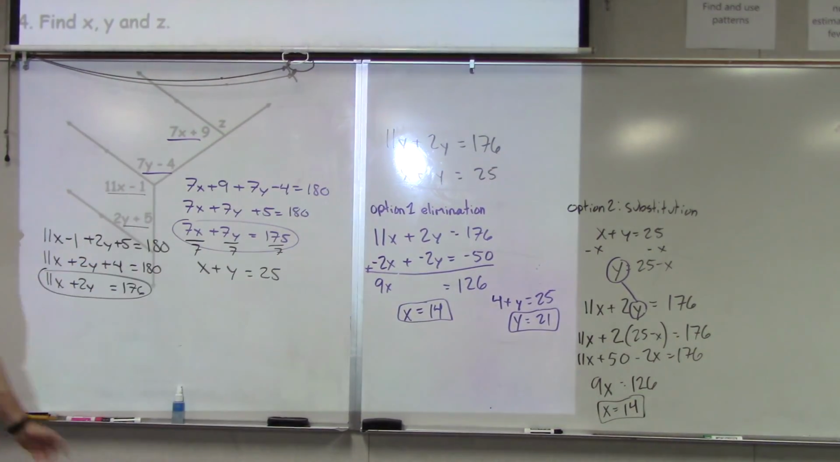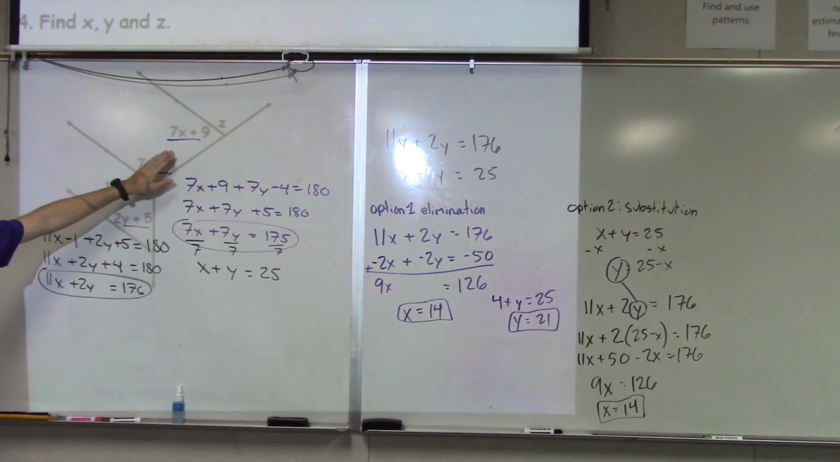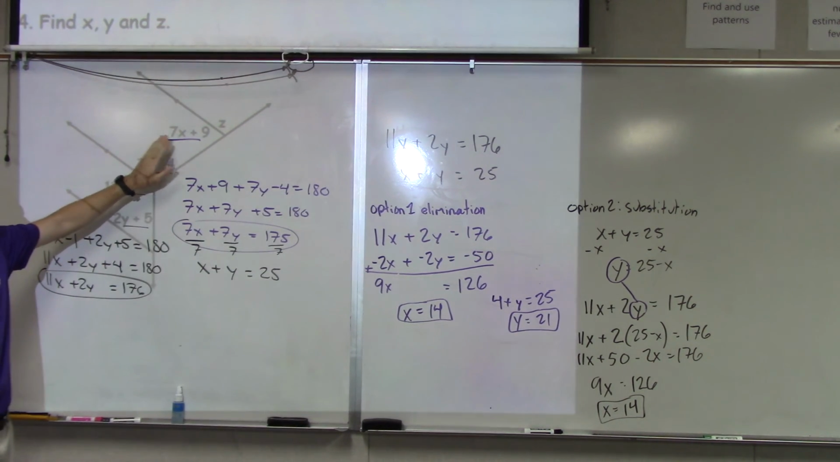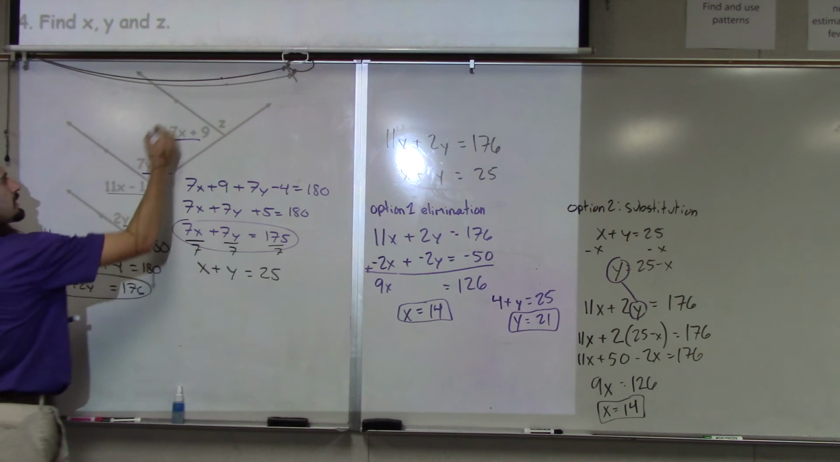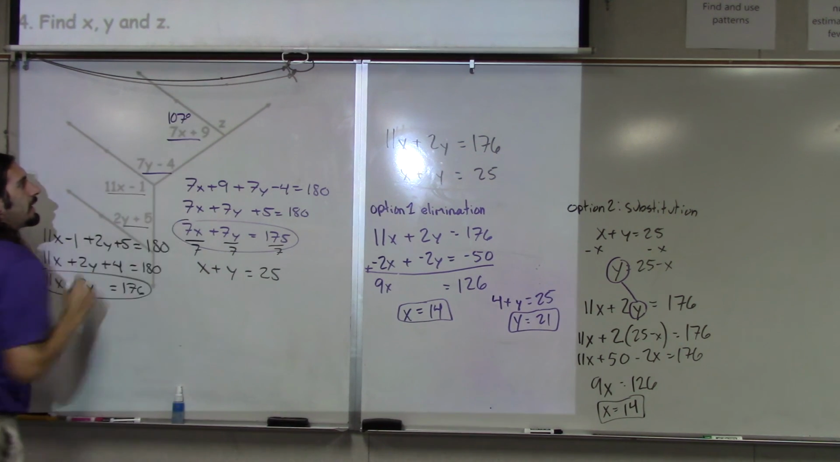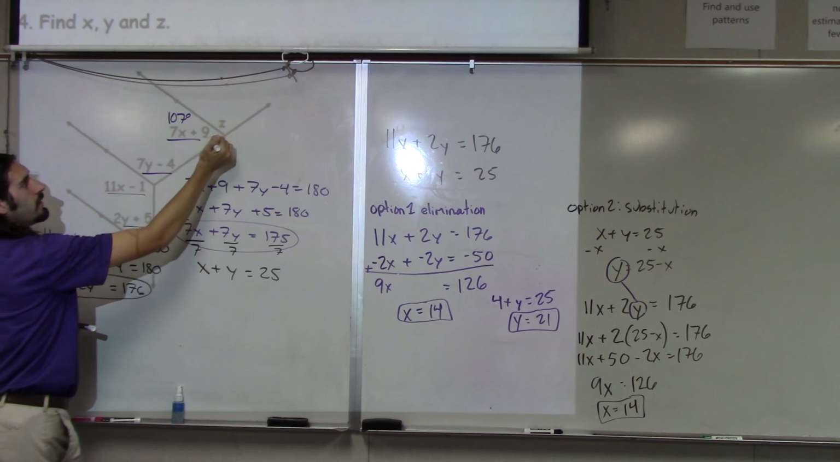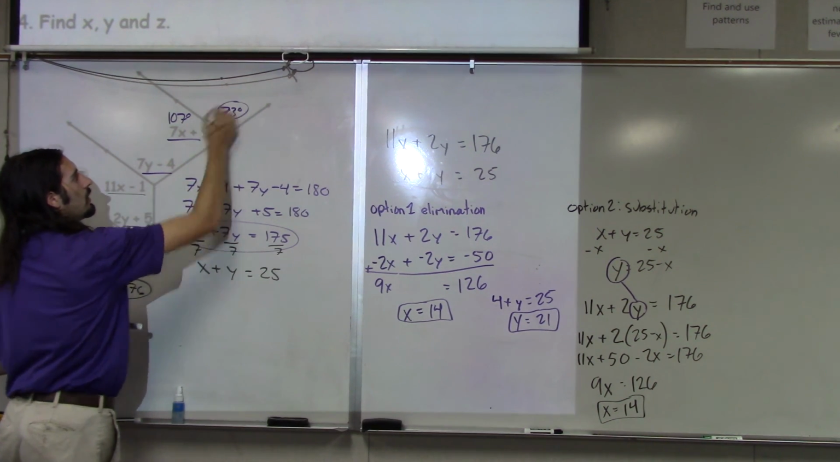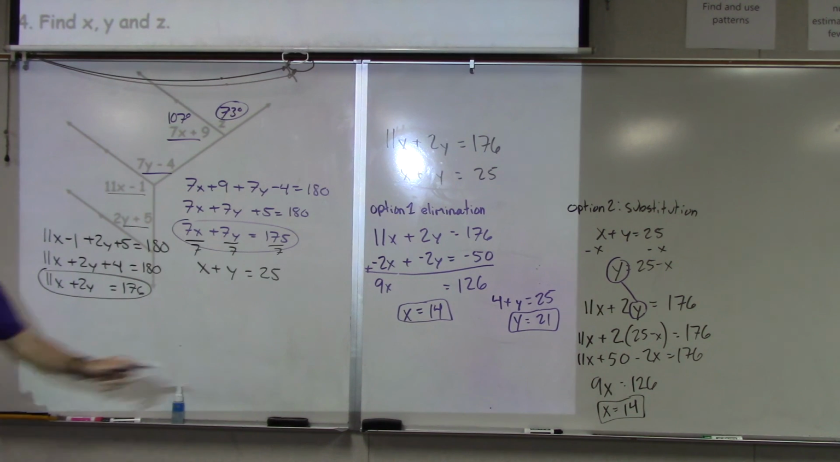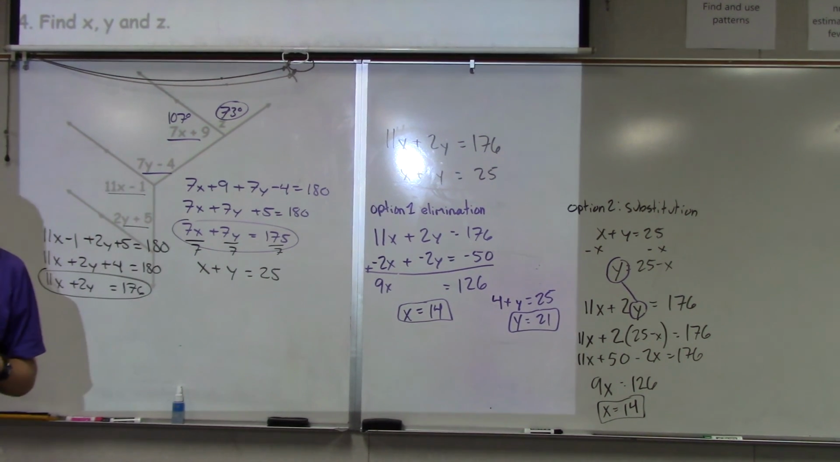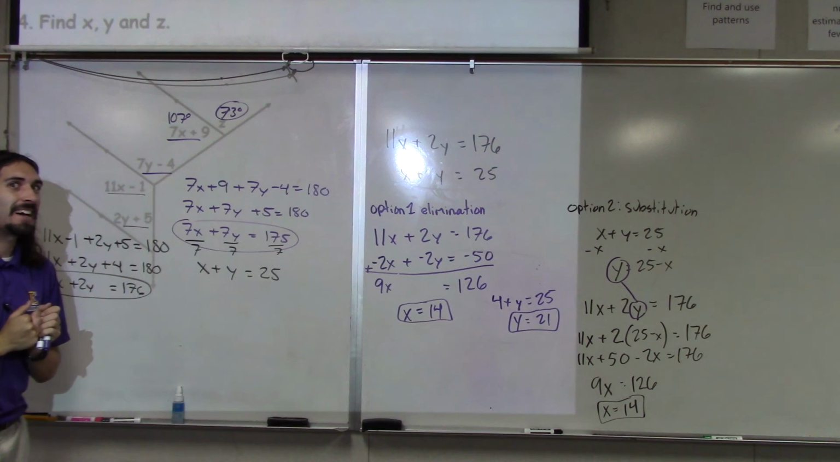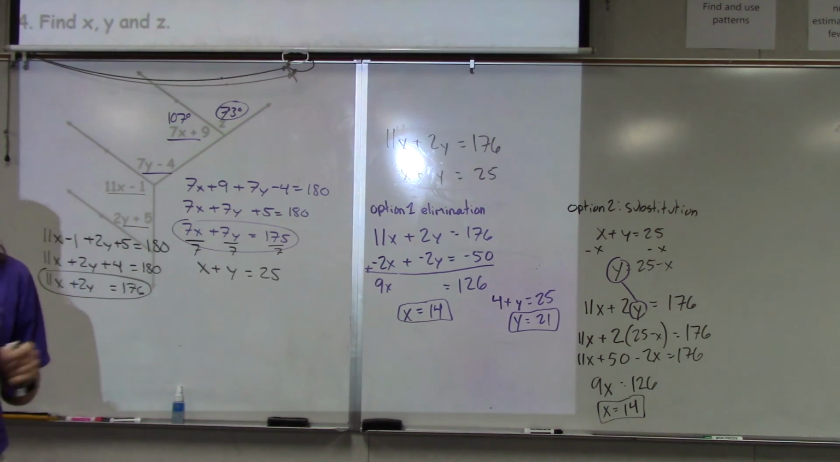Now, we found x and y, the last part would be z. My easiest option right here would be to come in, plug x in right here. So 7 times 14 would be 98 plus 9. So I know that this angle is 107. And if that angle is 107 and these form a linear pair, then this must be 73. Okay? So we've got x is 14, y is 11, and z is 73. So hopefully that was kind of a crash course refresher for substitution and elimination. Again, you saw that last year, but I know it's been a while, so I'm hoping that's a bit of a reminder.